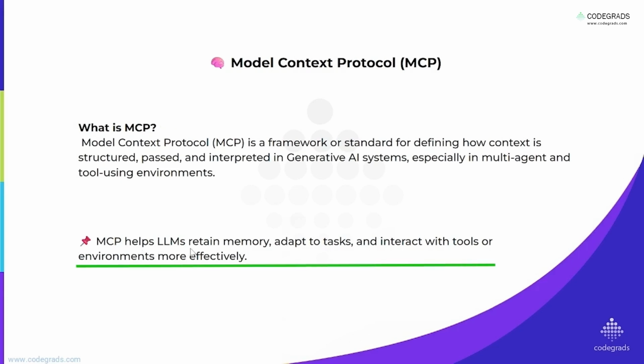MCP helps LLMs retain memory, adapt to tasks, and interact with tools or environment more effectively. Generally, LLMs tend not to remember all the past conversation. If the conversational history is too long, it forgets most of the time. So this is retained by using the MCP, which retains memory, and it adapts to whichever task it is assigned. And in case of tools, it can interact in a more environment-friendly way. So that is the use of MCP.